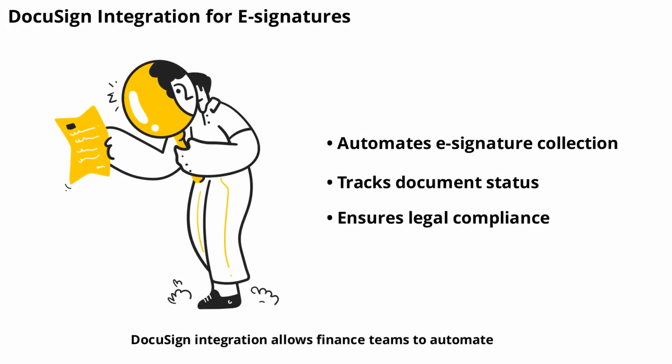DocuSign integration allows finance teams to automate the collection of electronic signatures for contracts, approvals, and agreements. Power Automate can send documents for signature, track their status, and store signed copies automatically. This speeds up processes and ensures compliance with legal requirements.